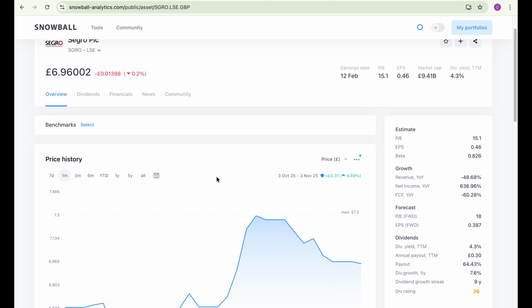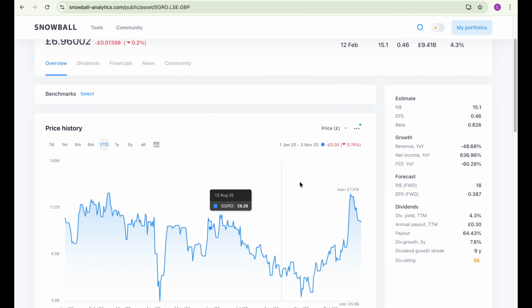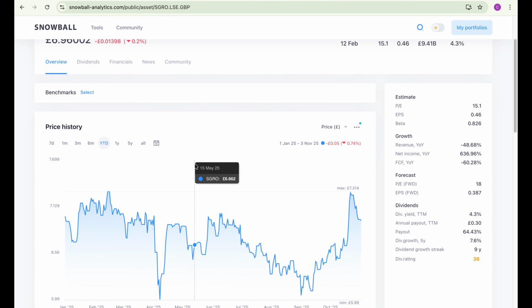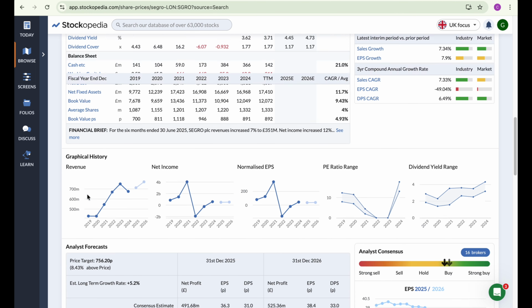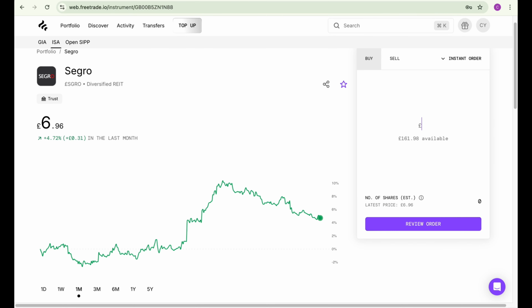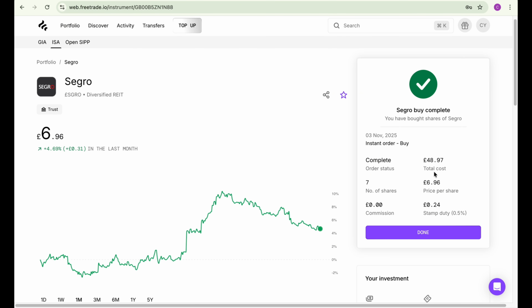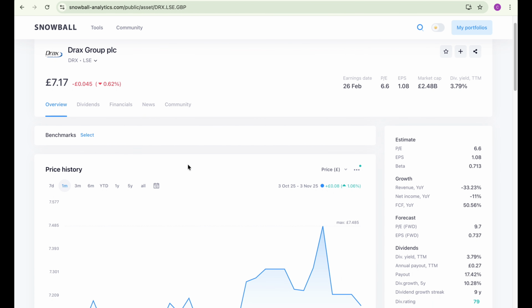They have a yield at around 4.3% with a very nice dividend growth rate at 7.6% and a solid 9-year dividend growth streak. Year to date, we can see they're almost flat, being down 0.74%. The analyst consensus is that right now it's a buy with a price target at 756p, which is 8% above the current price. Their stock rank is on the lower side at only 52, but if we compare this to earlier this year, we can see that it's actually been steadily rising. And I'm going to be adding a total of 7 shares for an amount of £50. Actually coming out at £48.97.